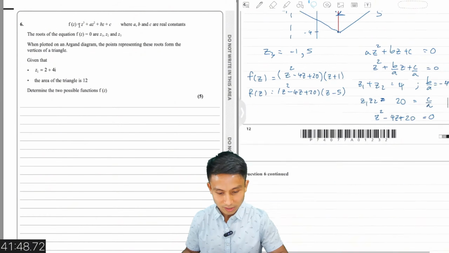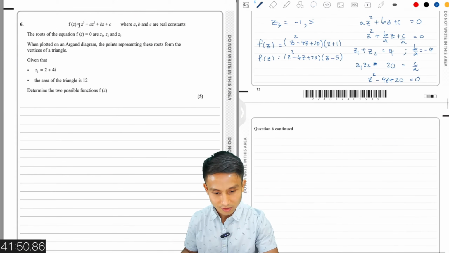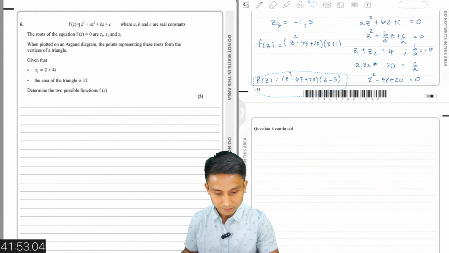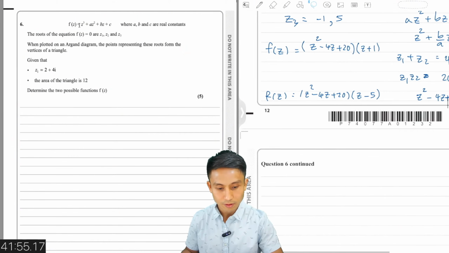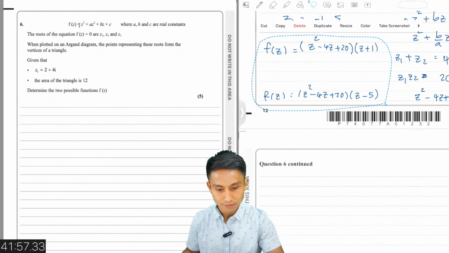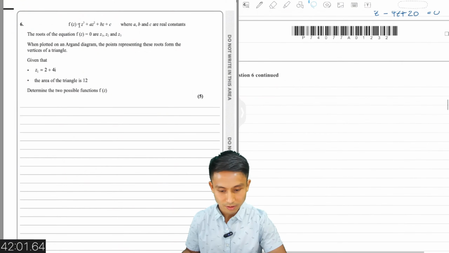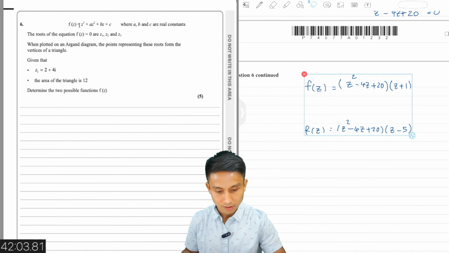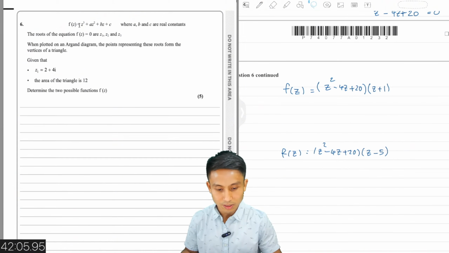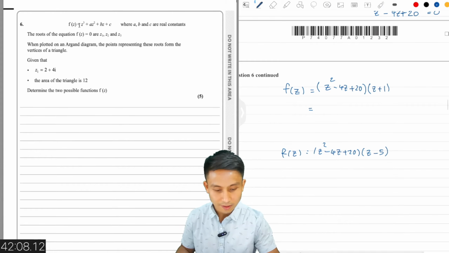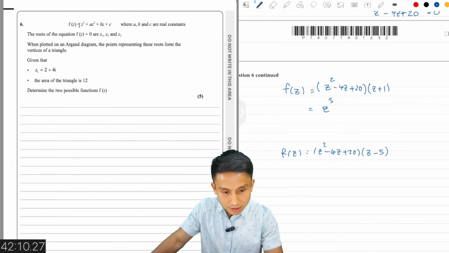So I'm going to squeeze a little bit, or maybe not. I'm just going to move them here. Let me just copy them, cut them, and put them here. Okay, so I'm just going to expand basically. So this is z cubed.